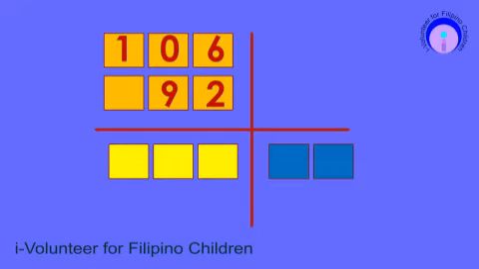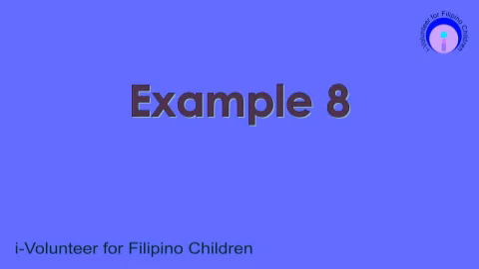106 times 92. 106 is in excess of 6, while 92 is deficient of 8. 92 plus 6 is equal to 98. 6 times 8 is equal to 48, and its tens complement is 52. Therefore, the product is 9,752. Let's have another example.